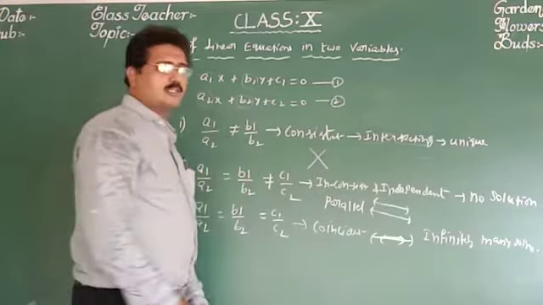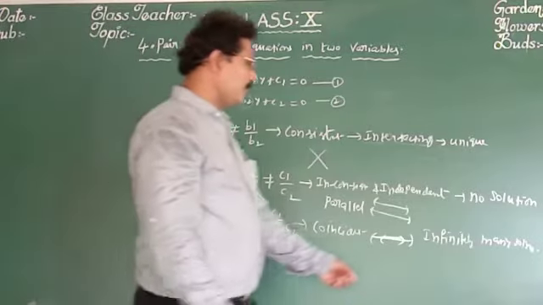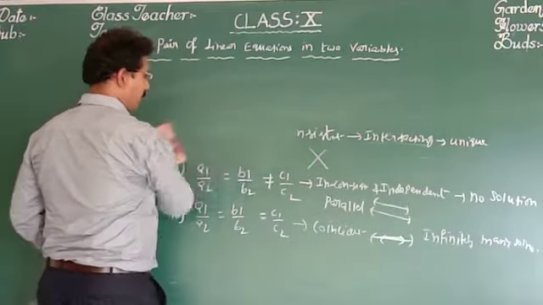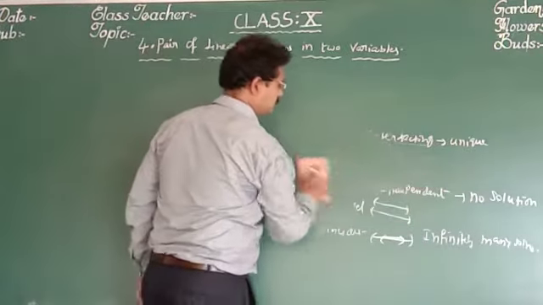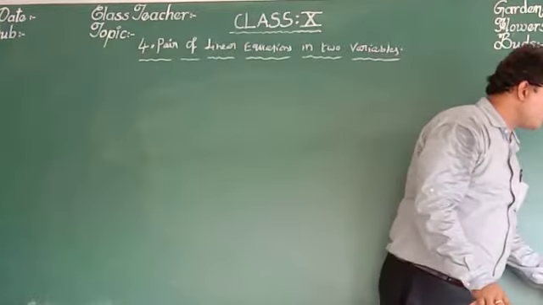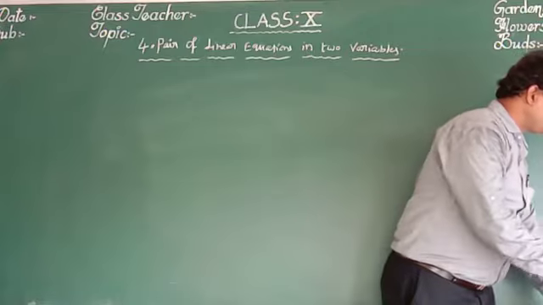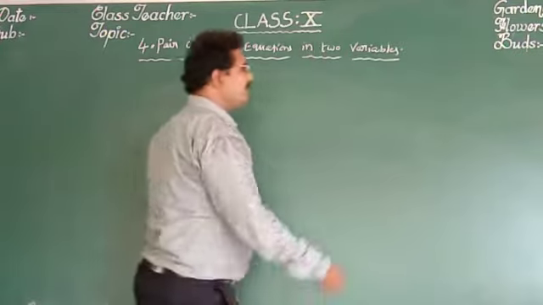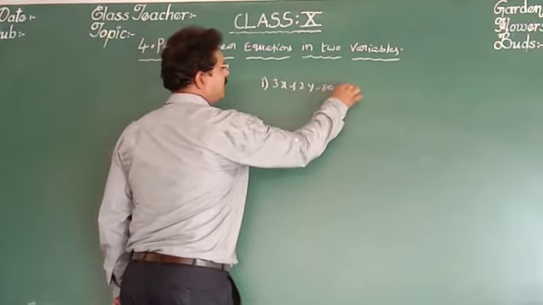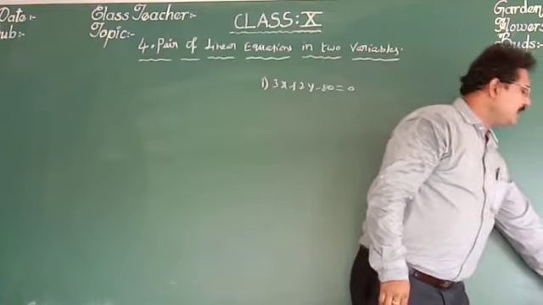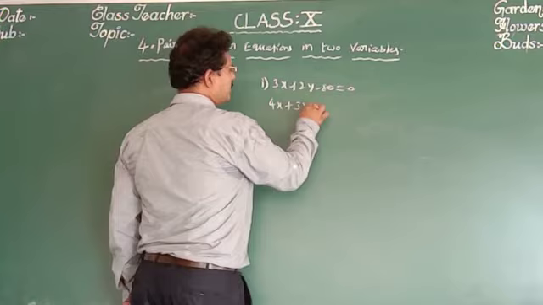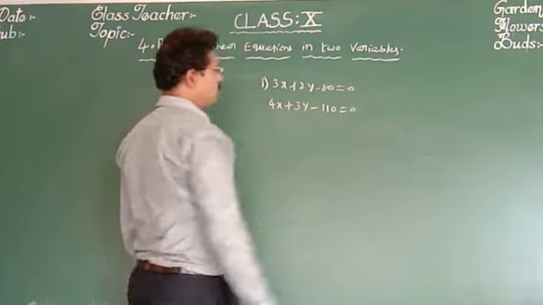Now let us go to the example. First you note down this. Okay, now let us start. For example, 3x + 2y - 80 = 0, and then 4x + 3y - 110 = 0.